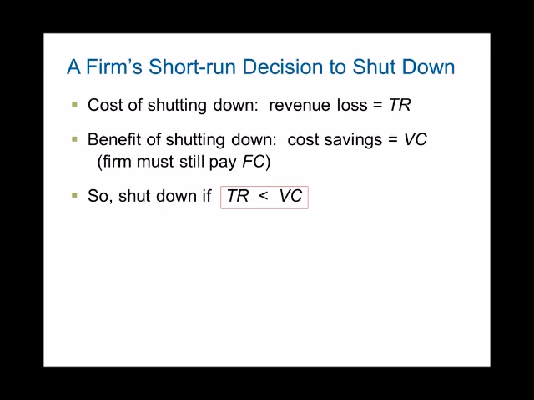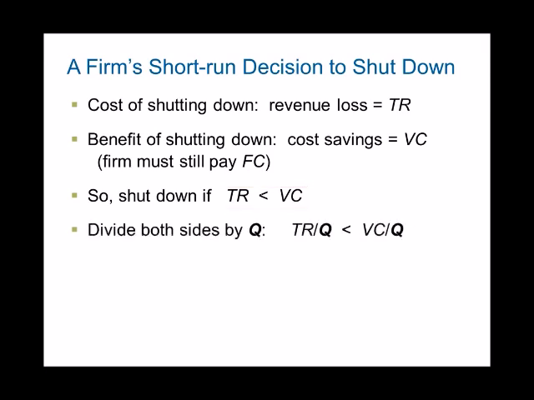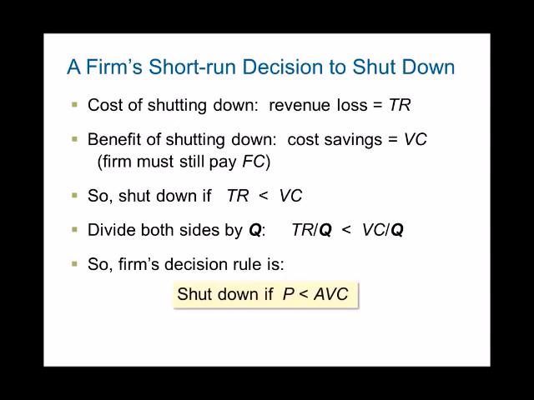So if you divide both sides by quantity, it's just an algebraic identity. If you divide one side by quantity, you have to divide the other side by quantity too. Total revenue divided by quantity is price. Variable cost divided by quantity is average variable cost. So you should shut down if price is less than average variable cost. And that's the basic rule: if the price, the marginal revenue, does not cover the average variable cost, then you should shut down in the short run.